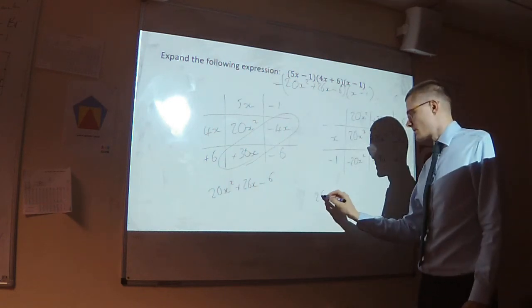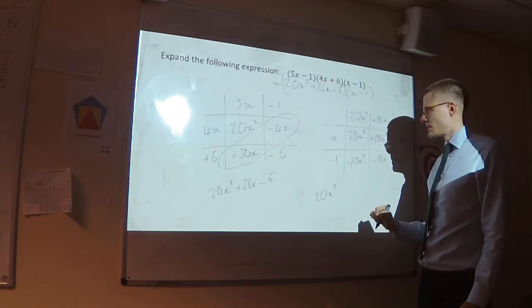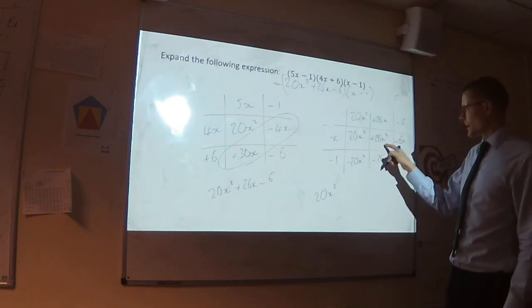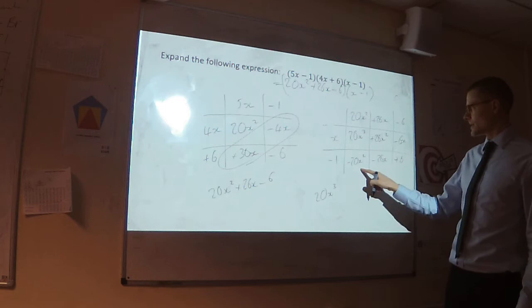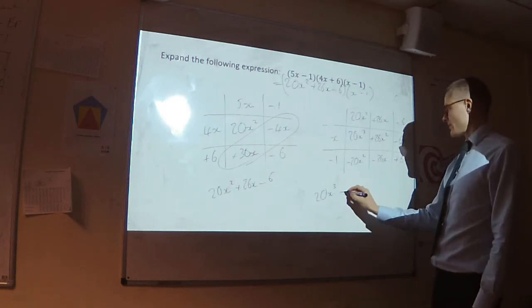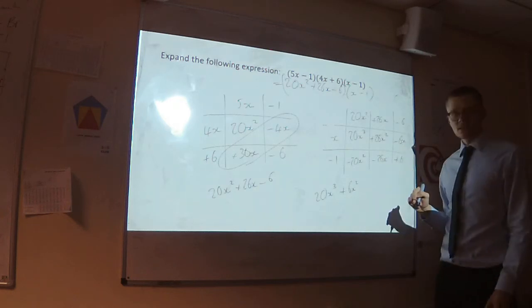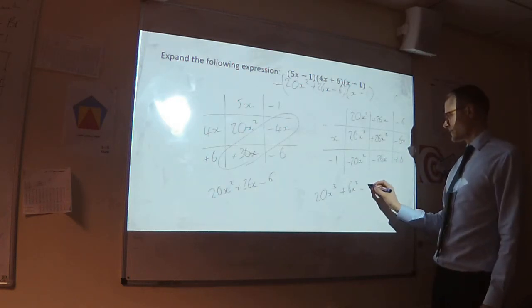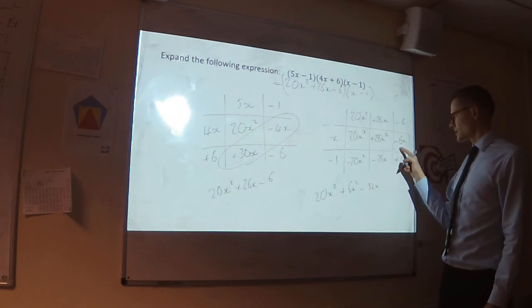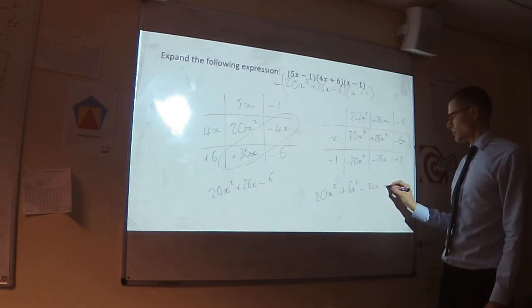20x cubed is going to be on its own. It's the only x cubed in my grid. Then I need to look at my x squared. So I've got plus 26x squared minus 20x, so I'm going to have 6x squared. Negative 6x minus 26x is going to be negative 32x, because they're both negative, and then I've got positive 6.